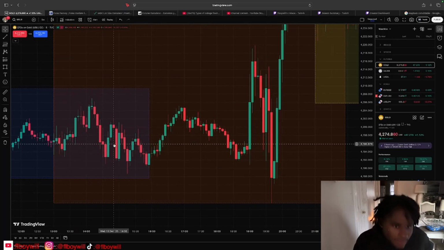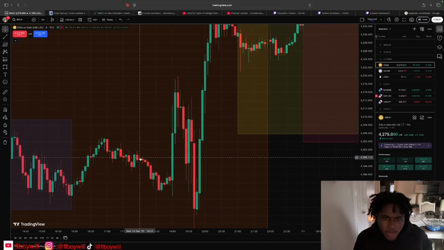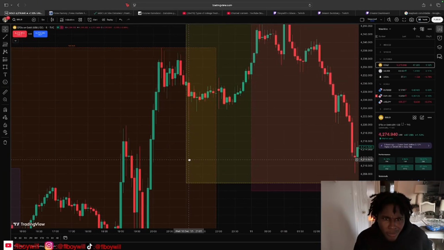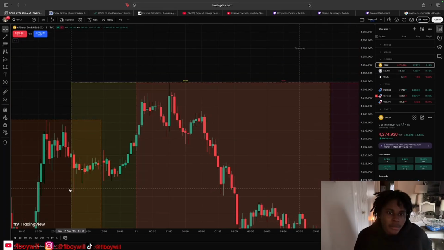I'm on a 5-minute too. Yeah, I wouldn't even count it as one. Look at this. So little space. I wouldn't even mark that out. I'm trying to find one with like long ass wicks. Boom. Right here. Big no-no, not a fair value gap. You see this long ass wick is covering the whole damn thing. Not a fair value gap.